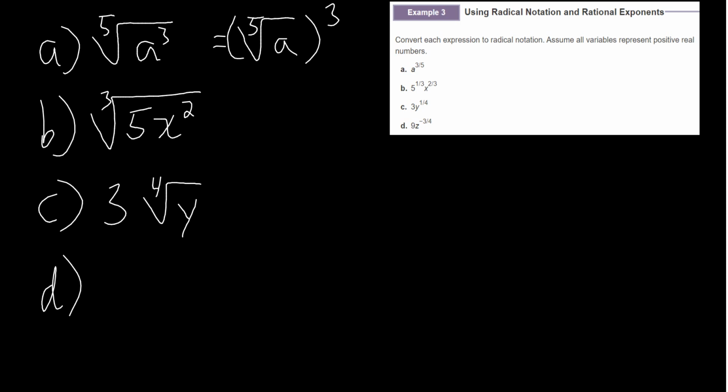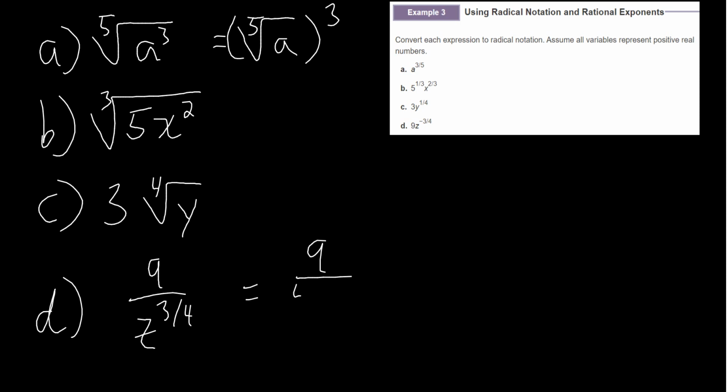Now D, we have a 9z raised to the negative 3/4 power. Since it is a negative 3/4 power, we can think of this as a fraction. So we'll say 9 over z to the positive 3/4 power, because I changed it from the numerator to the denominator. So that can turn into 9 over the 4th root of z cubed.